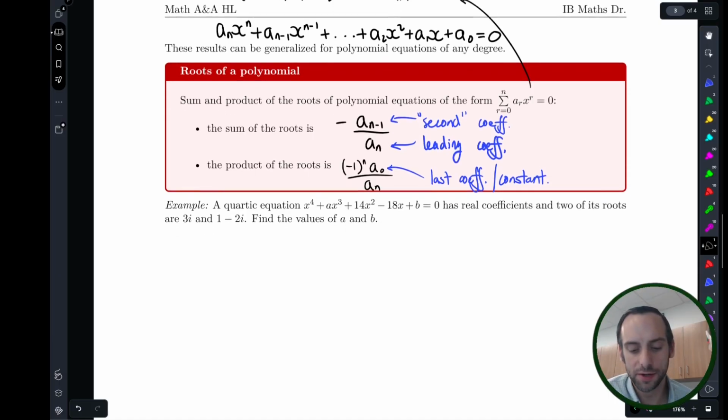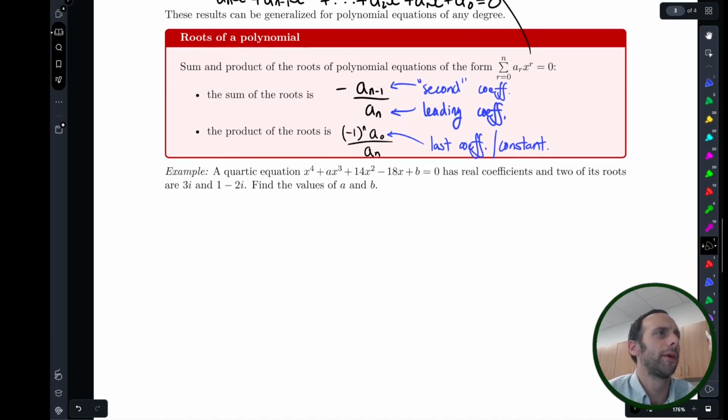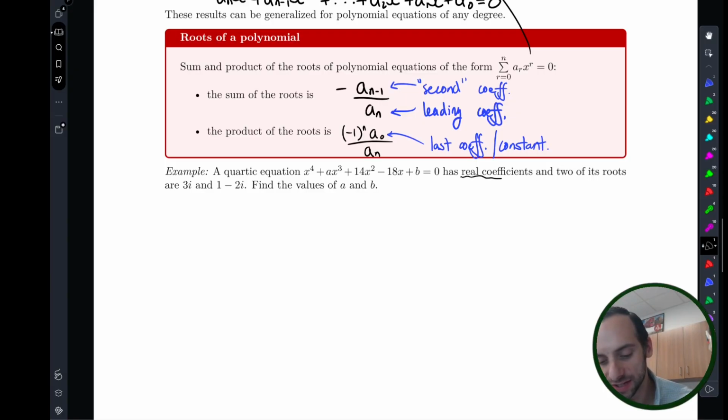So let's see how we can use those to solve some problems. We're given a quartic equation right here. We're told it has real coefficients. That's really important information to us. That tells us that we'll get conjugate pairs for any complex roots. And we're actually given two of its roots right here: 3i and 1 minus 2i. We're asked to find the values of a and b.